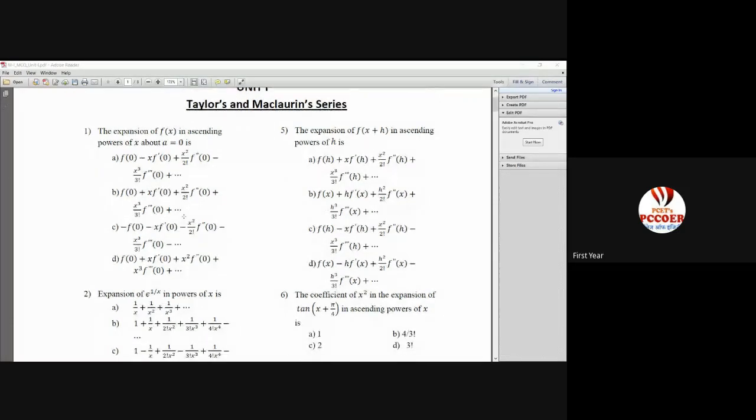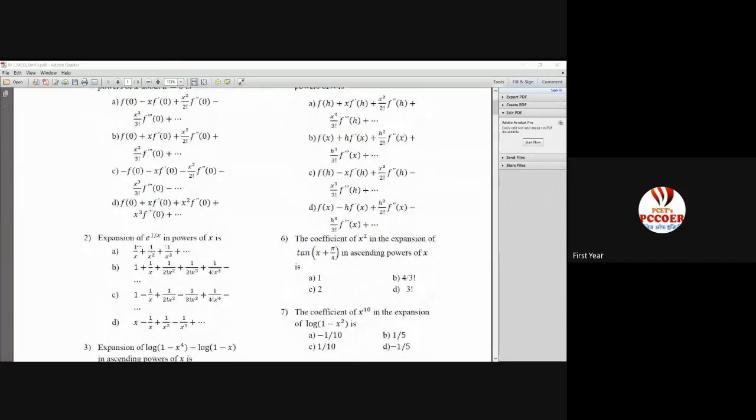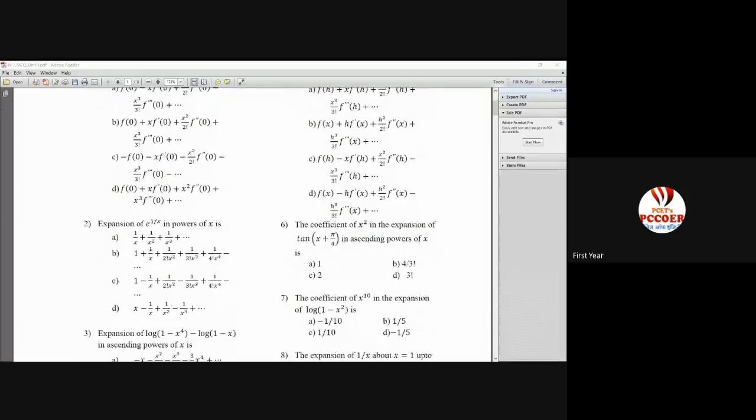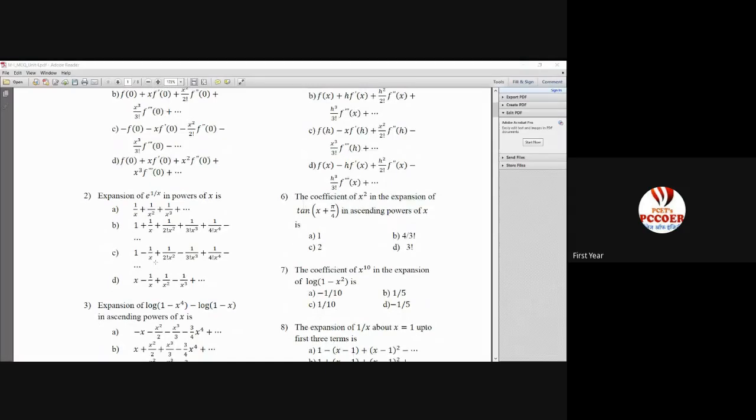Then, for example, next one is the expansion of e raised to 1 by x. So are you going to actually solve this question and find the Maclaurin series? No, just e raised to x, where instead of x we are going to substitute 1 by x. Correct. So what's the answer, everyone? B option. Correct. 1 plus 1 by x, plus 1 by 2 factorial x square and so on.